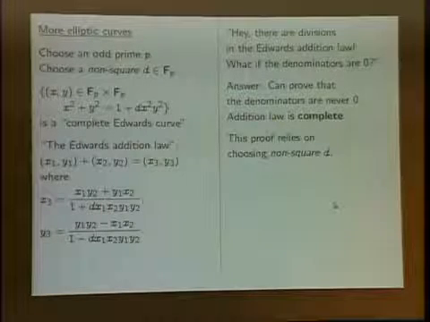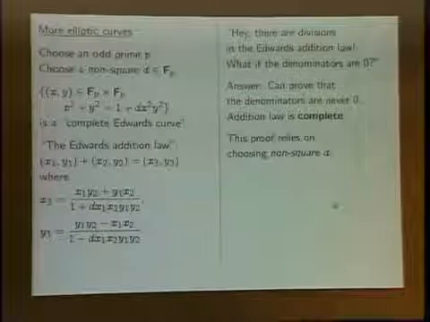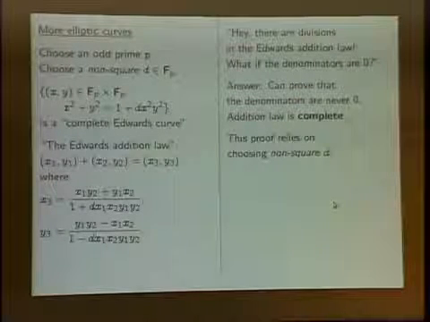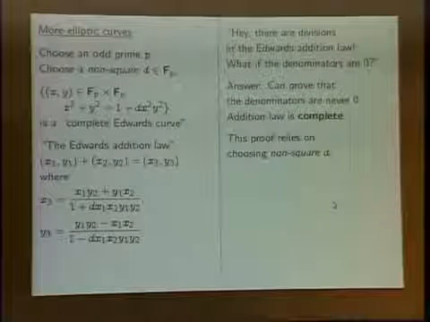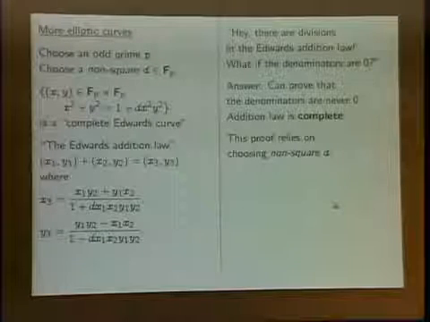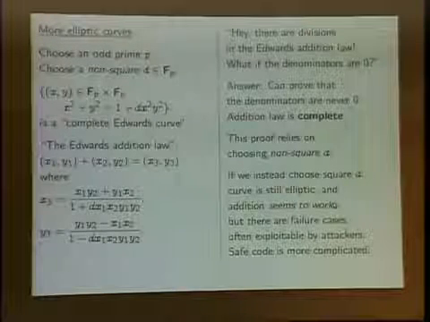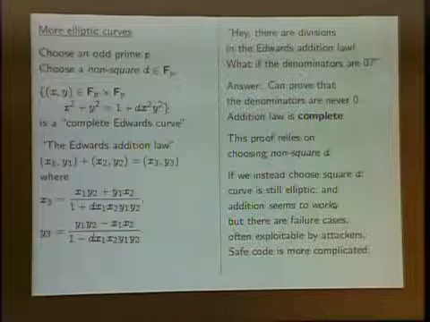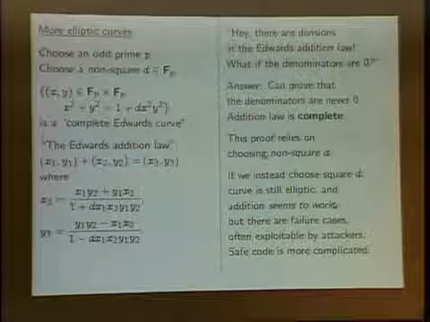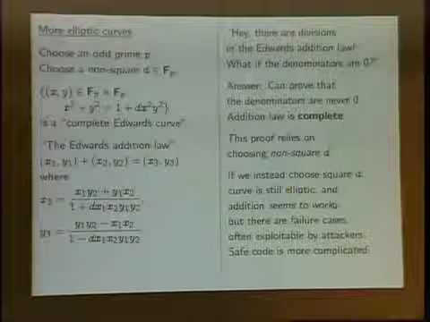It's critical for the denominators never being 0 that d is chosen to be a non-square. You could imagine, wait a minute, suppose we take d to be a square. Is that going to be an elliptic curve? Yes, it is. And you can figure out what addition means on an elliptic curve. And actually, the same formulas seem to work.